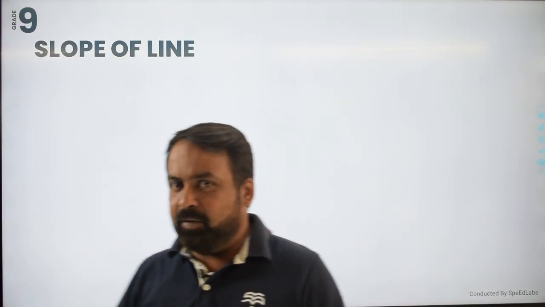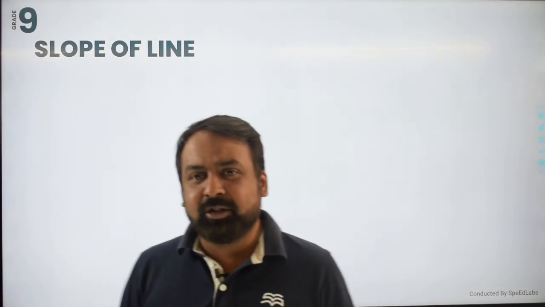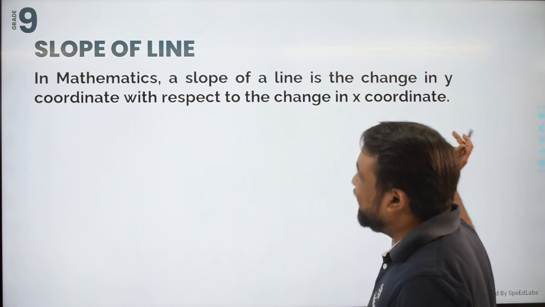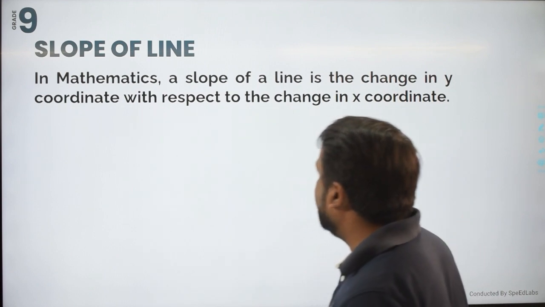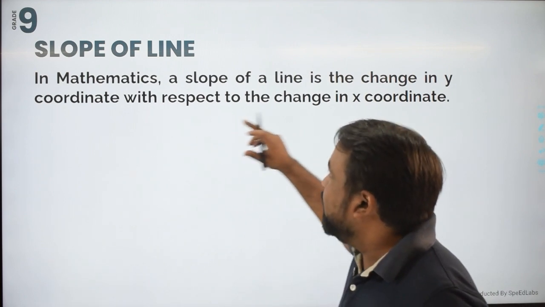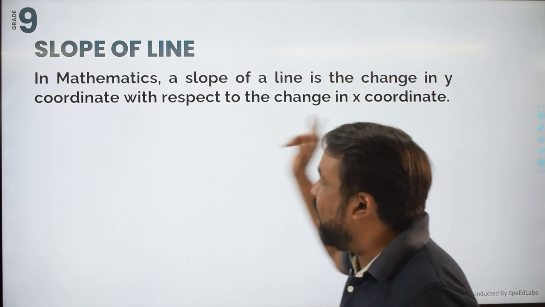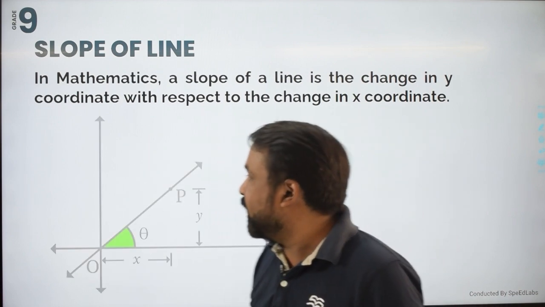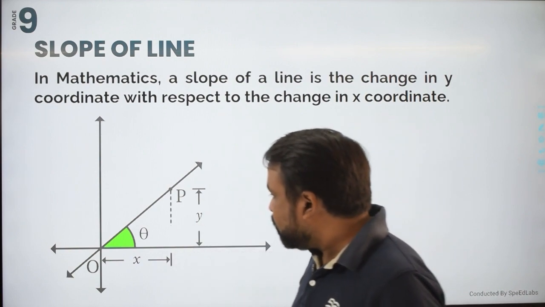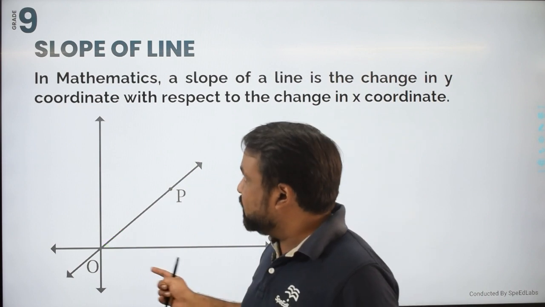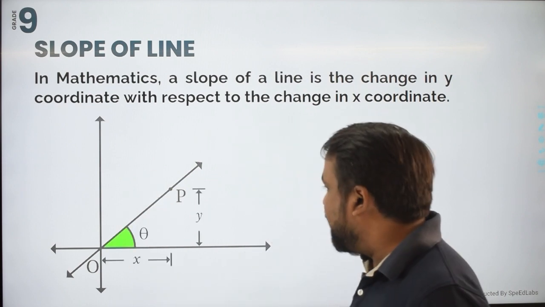Alright, so the topic here that we will be discussing is slope of a line. Okay, so what is slope of a line? Let us see. In mathematics, a slope of a line is the change in y coordinate with respect to the change in x coordinate. As you can see, how the y coordinate is changing with respect to the x coordinate, that measure is actually known as the slope of a particular line.